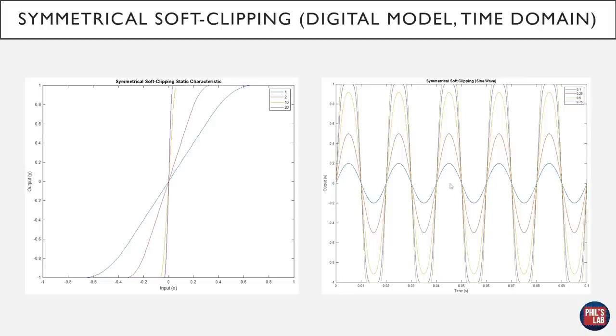So we have 0.1, 0.25, 0.5, and 0.75. For a 0.1 amplitude sine wave, we effectively just get a doubling of the signal due to the 2 times factor. But this is still in the linear domain, we get no overdrive, no clipping.